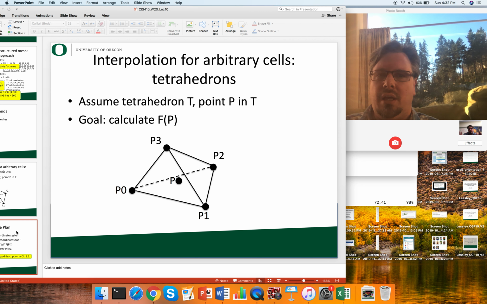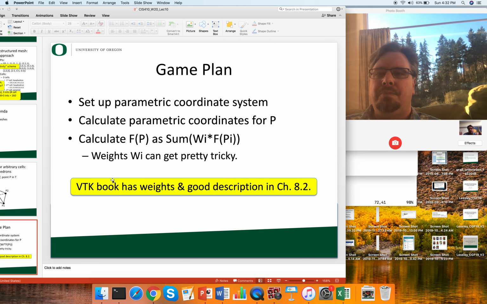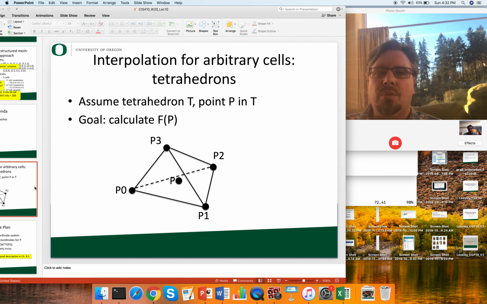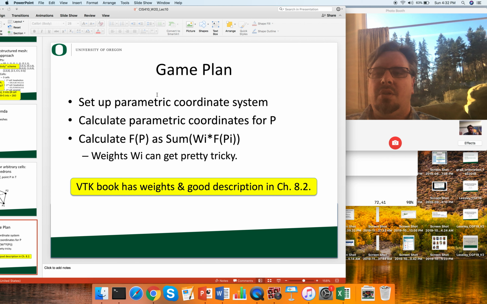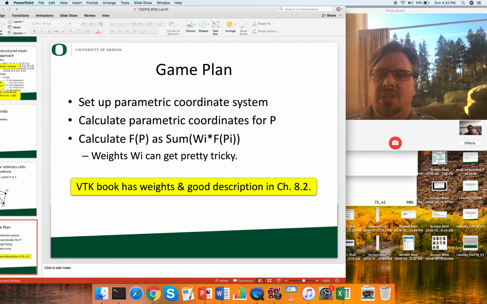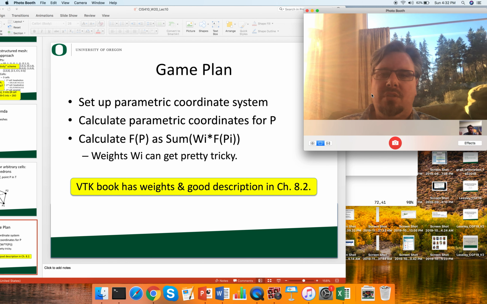So here's the game plan for doing this evaluation on an unstructured mesh. And by the way, this may come into play if you do the volume rendering project at the end of the term instead of a custom project. The idea is 3 steps, and these are words that we don't really know what they mean yet, but I want to emphasize there are 3 steps. You set up a parametric coordinate system, and then once you have that new coordinate system, you calculate coordinates with respect to it for P, and then once you have those parametric coordinates, you can calculate f of P as the sum of some weights. So 3 steps. What do these things mean?